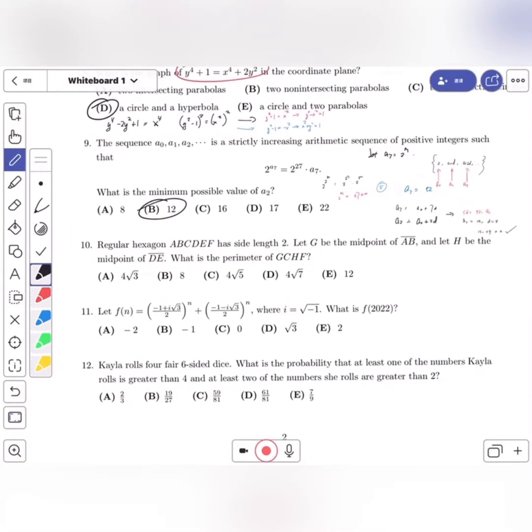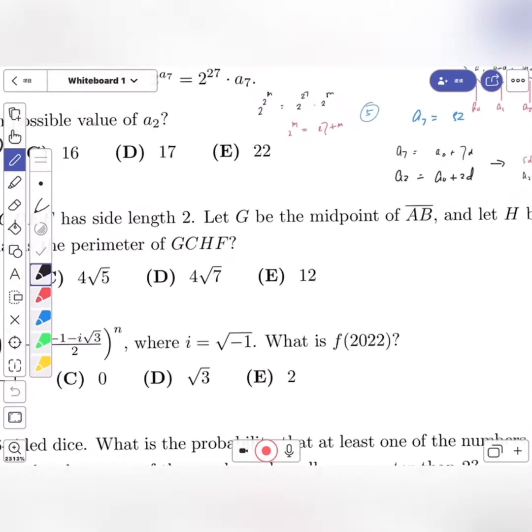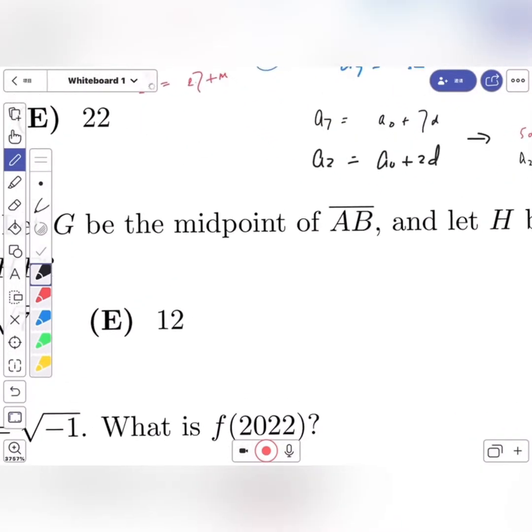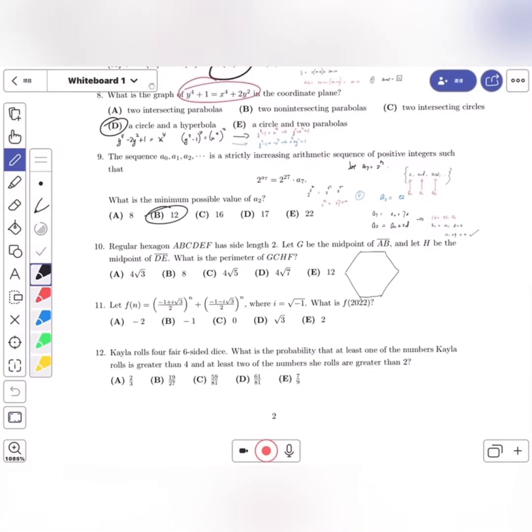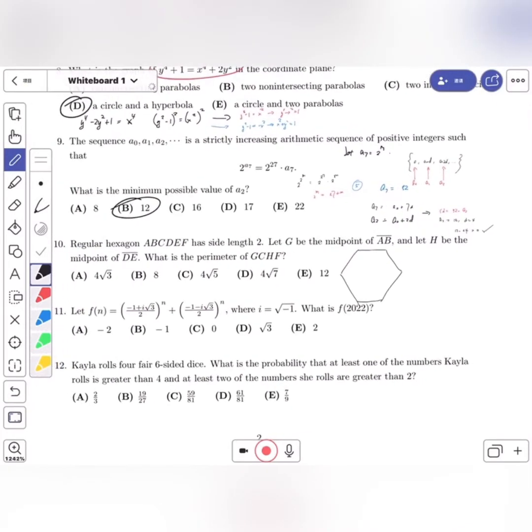Regular hexagon ABCDEF has side length 2, excuse me. Let G be the midpoint of AB, and let H be the midpoint of DE. What is the perimeter of GCHF, the quadrilateral? Okay, now let's just start by drawing out a regular hexagon. And let G be the midpoint of AB and H be the midpoint of DE.